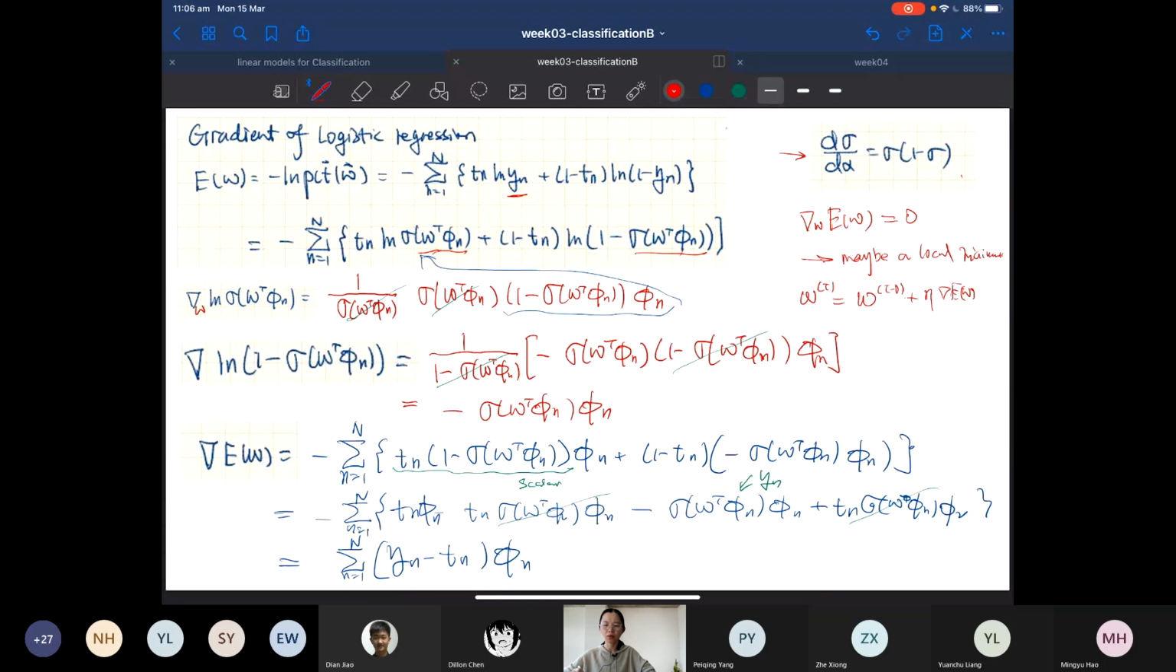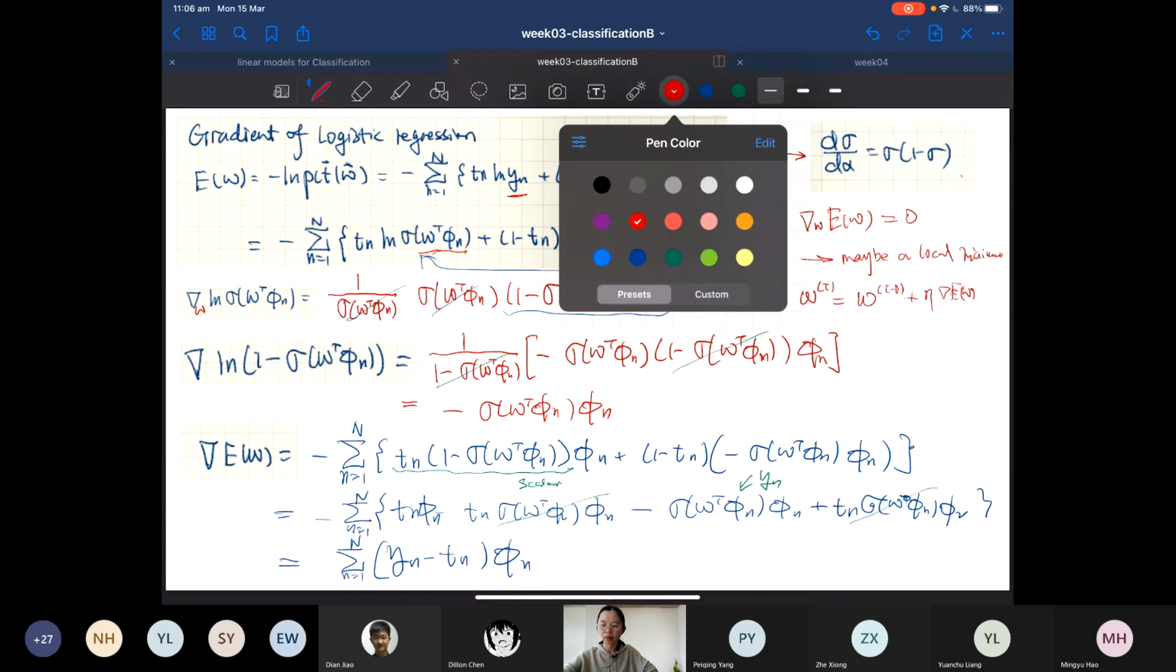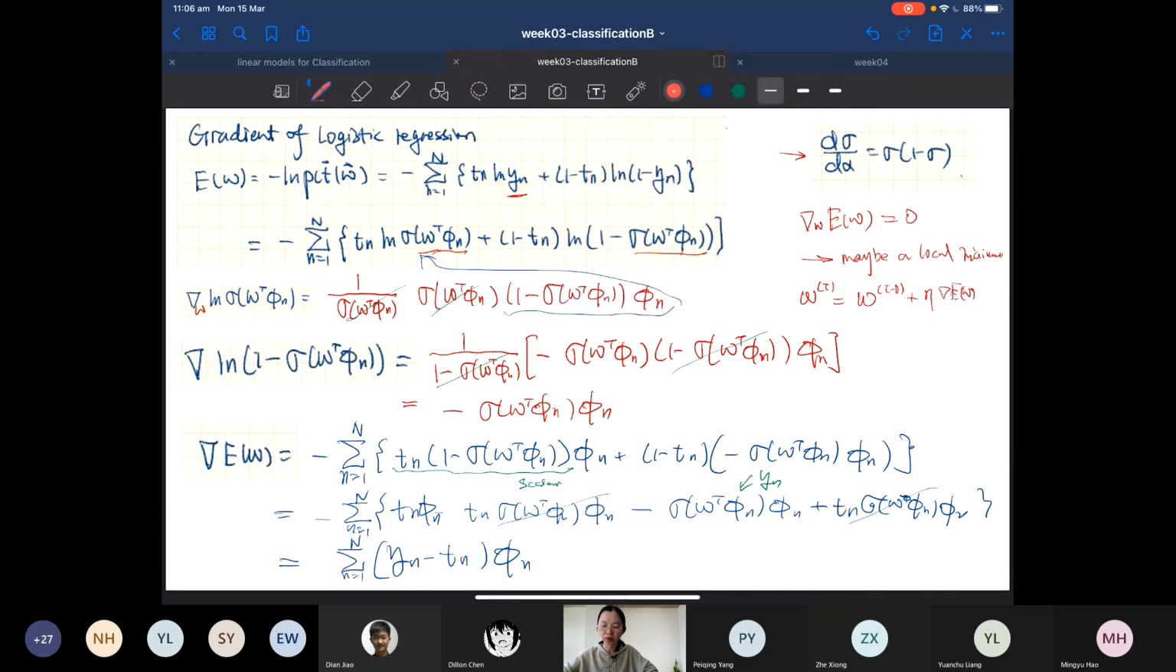What just happened? And why are we doing this? So the reason is as follows. I hope you will find this term familiar. Right, so what we just did is basically, yeah, and if we're doing stochastic gradient, right, so if E of n of w, then it's basically yn minus Tn times phi n.